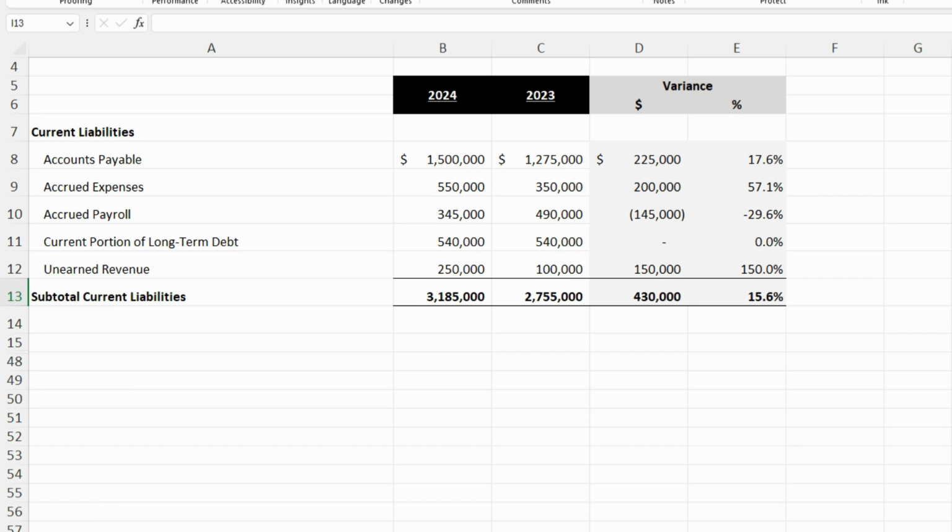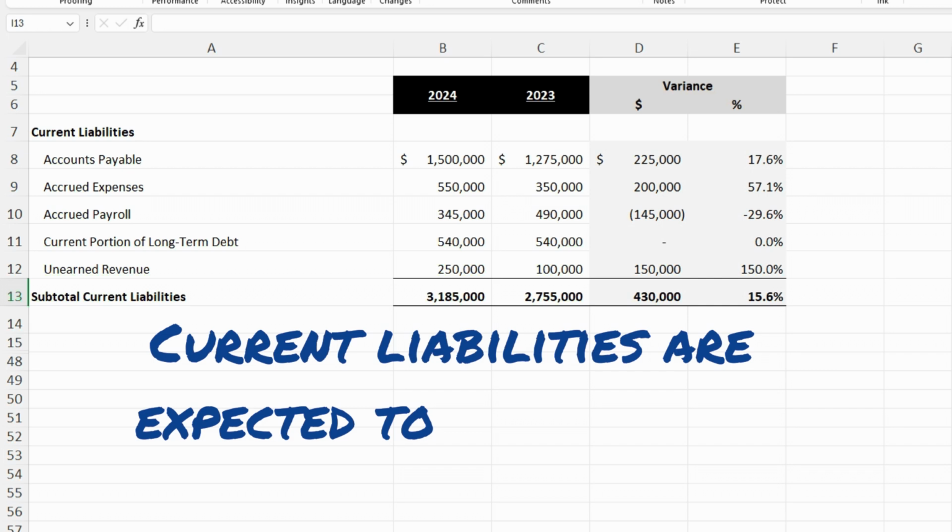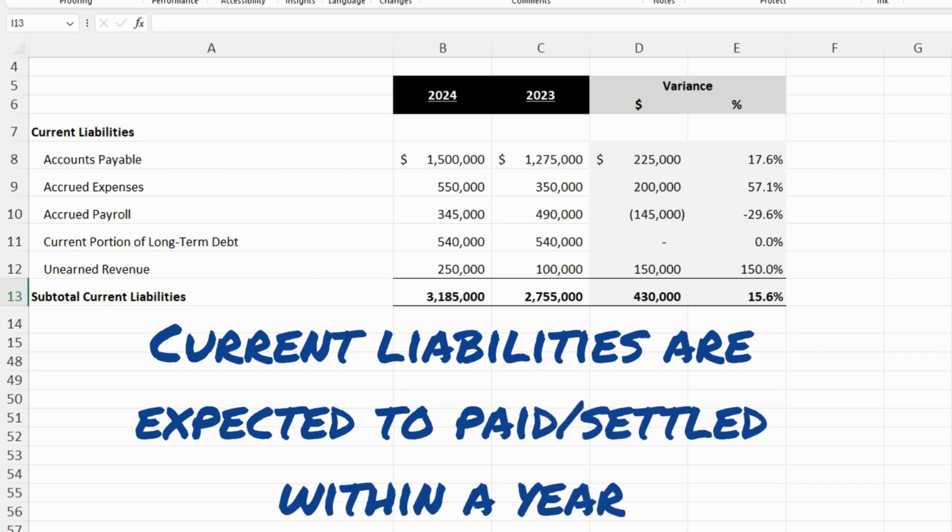All right, that's 5 current liabilities that you may see on a balance sheet. I hope this helped you better understand what current liabilities are. These are liabilities that are due and expected to be paid within a year.